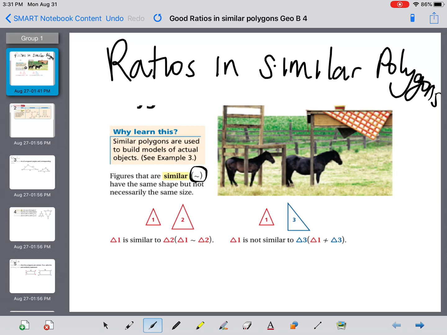If we look at the example on the left, triangle 1 is similar to triangle 2. They are the same shape, but triangle 2 is a little bit bigger. And an example of not similar triangles: triangle 1 is not going to be similar to triangle 3 because they are not the same shape. Triangle 3 looks more like a right triangle. It has a right angle there, whereas triangle 1 doesn't look the same at all. So similar figures will be the same shape, but not the same size.